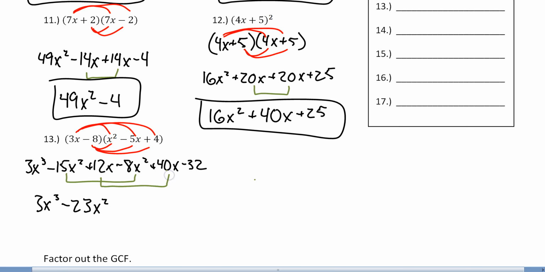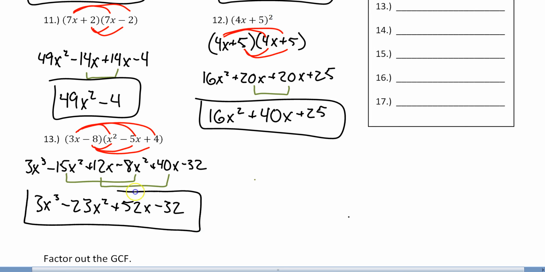The 12x and the 40x, I can combine those, and that gives me a plus 52x. And then the minus 32 doesn't have anybody to combine with. There's no like terms for him, so he just tags along for the ride. Okay?